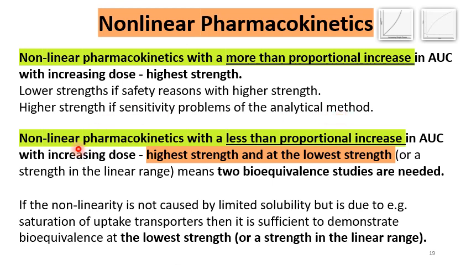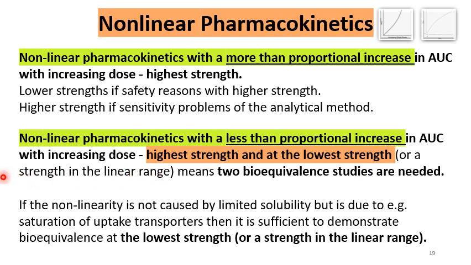Then non-linear pharmacokinetics with less than proportional increase in AUC with increasing dose. That time we have to perform two bioequivalence studies because the AUC increase is less than the proportional dose. So higher strength and the lower strength is required to be studied for bioequivalence, or a strength in the linear range.